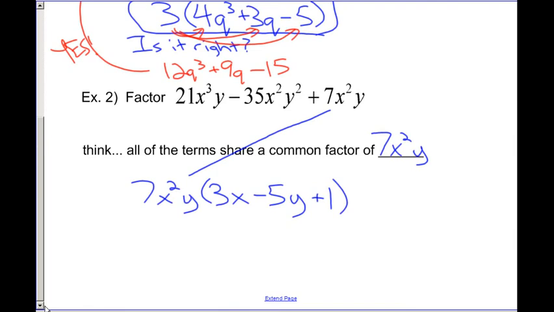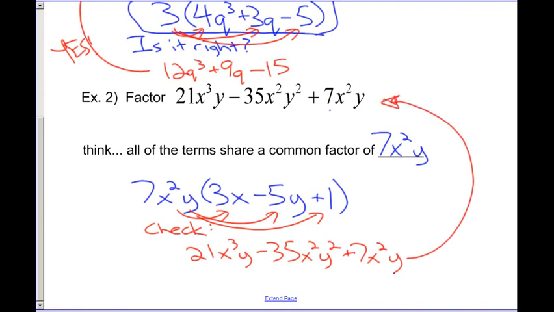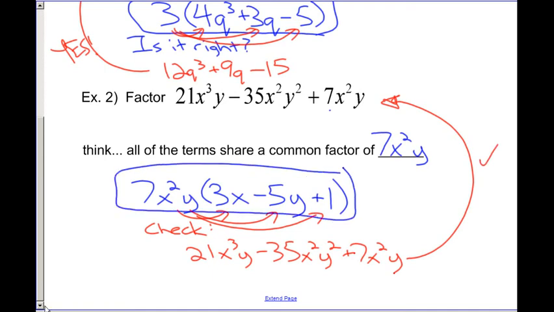Again, if you're not sure, all you have to do is check with multiplication. Let's check. Does it give us our original expression? That would give us 21 x cubed y. Yep, that's good. Minus 35 x squared y squared. That's looking pretty good. And finally, we get 7x squared y. Is it the same as up here? Yes, indeed. We've done it properly. So this was our factored result. The red is just the check.